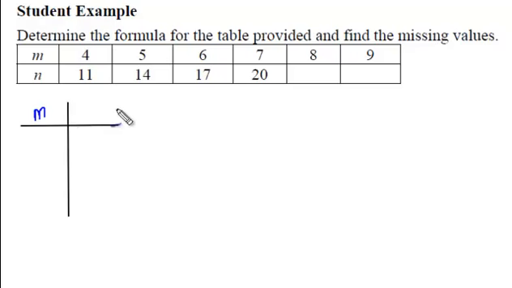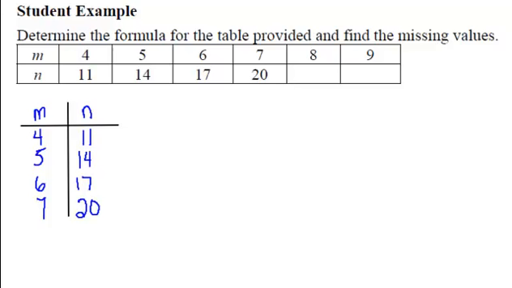I have M and I have N. My values of M are 4, 5, 6, and 7. My values of N that correspond are 11, 14, 17, and 20. There's a shortcut here when you're determining a formula for such a table.